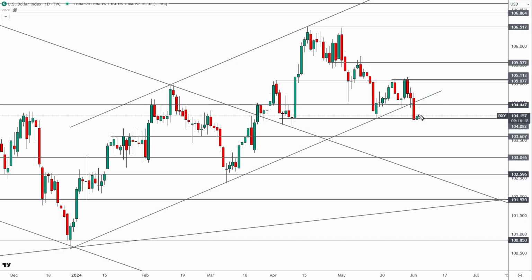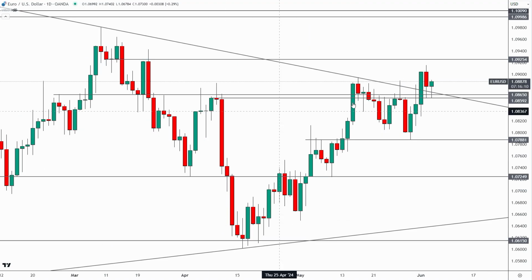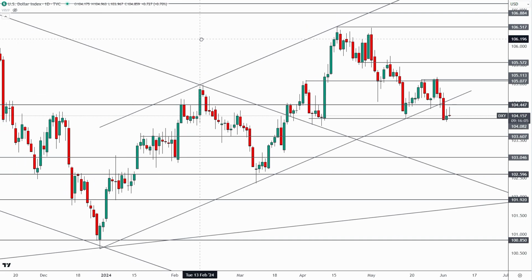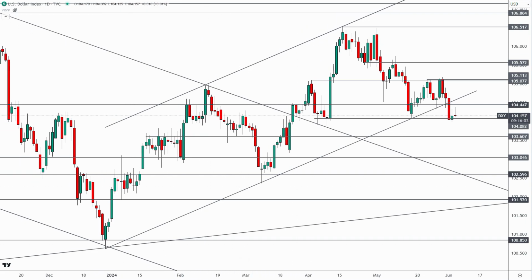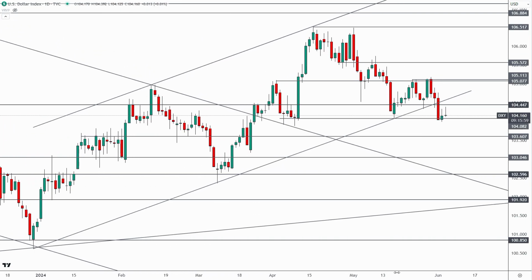We don't know where these markets are going. So I do think that 1.086 is really the level to watch here for the EURUSD as we head into Thursday's ECB. And again, it's not just about the EURUSD, it's also about the DXY and how that's going to affect the major currency pairs.